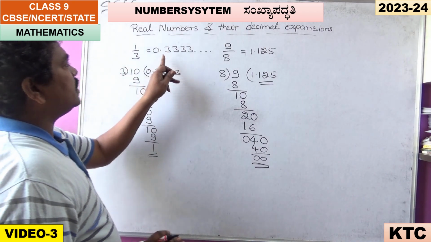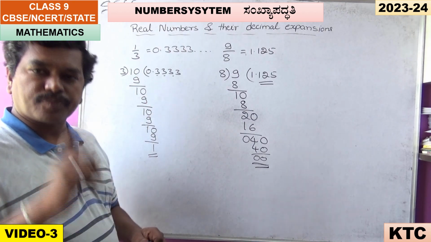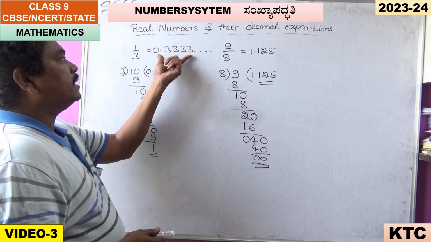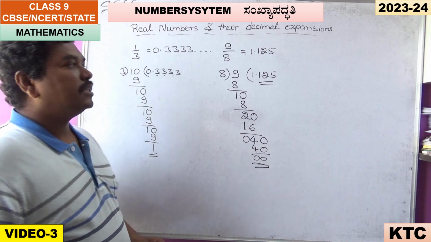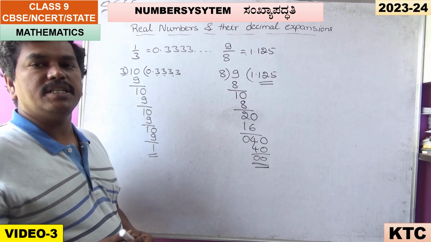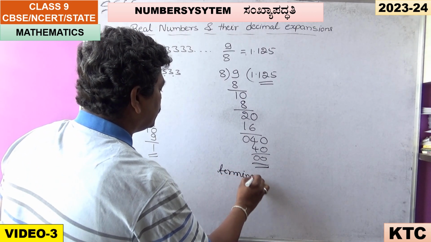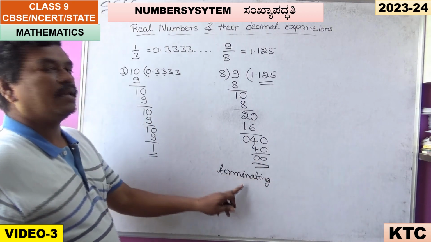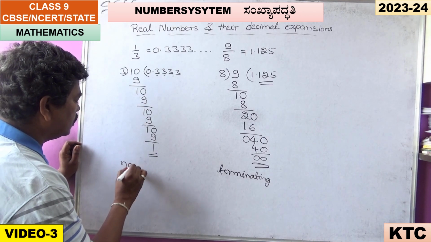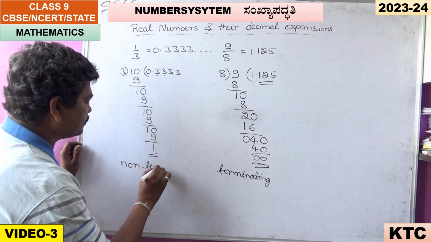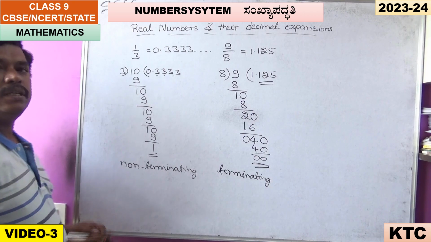So there are two conditions for the decimal expansion of real numbers: either there is an ending or there is no ending. If the decimal expansion ends, we call it terminating. If there is no ending, we call it non-terminating. So this is terminating and non-terminating.